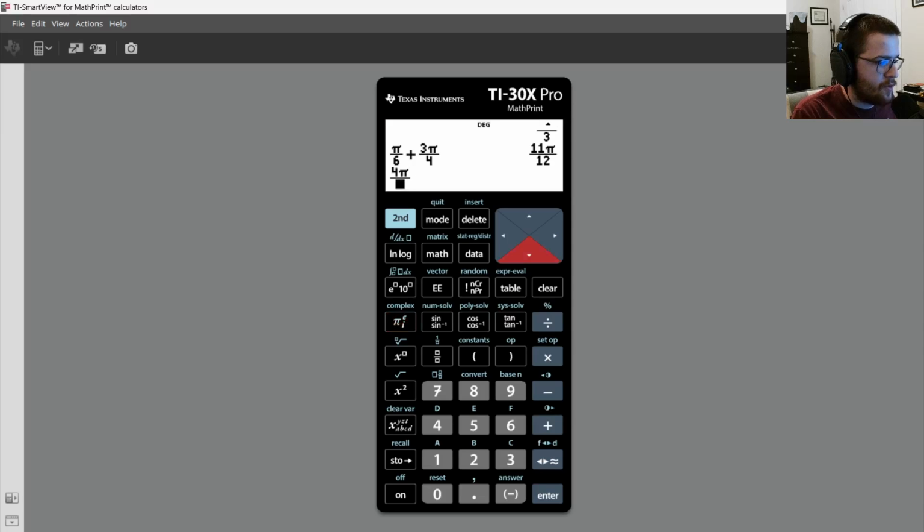Okay, the next one is 4 pi over 3 minus pi over 2. Press the right arrow key. And we press enter, and we get 5 pi over 6. So we just really quickly simplified all of those without having to track the pi or get a common denominator for the fractions or anything like that. So this probably saved you a solid 10 to 25 seconds.